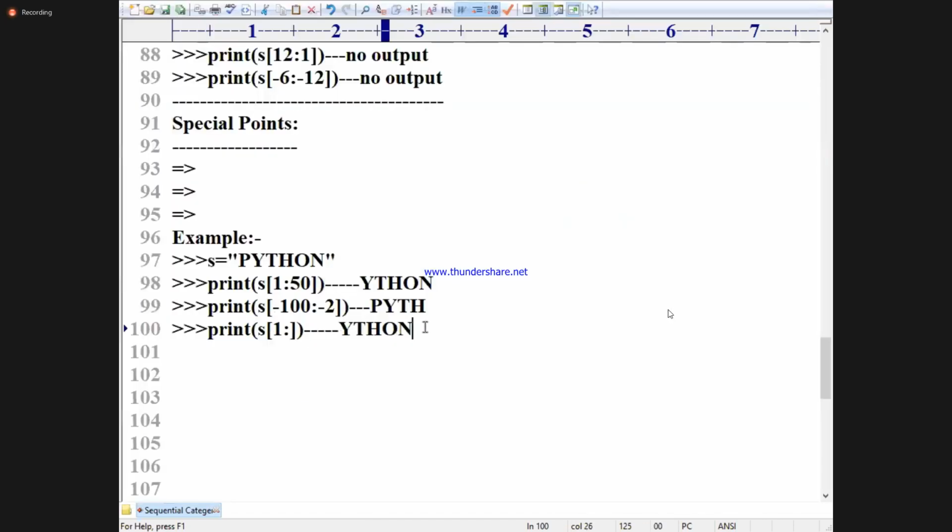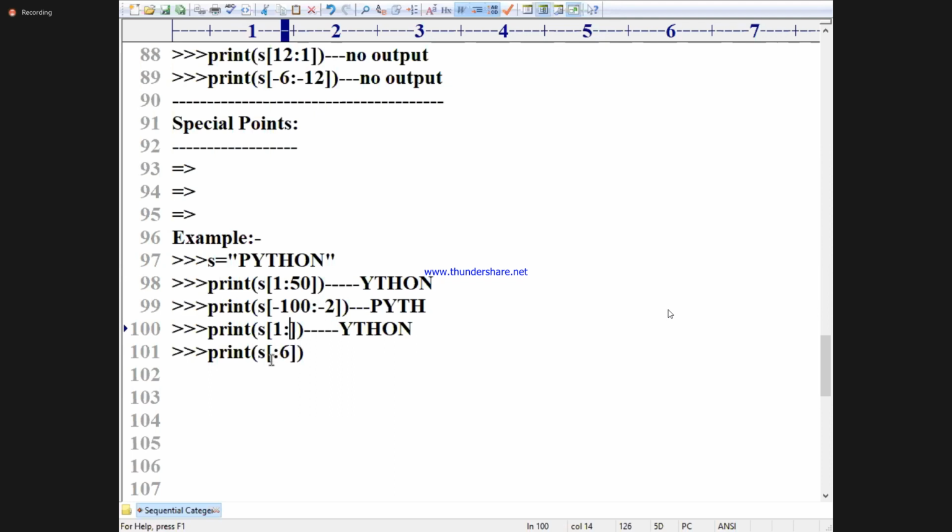Next I will go for print of S of, I did not specify the begin index. I am specifying 6, no problem. Right, I am writing 6. I did not specify the begin index, so it starts from 0. I did not specify the end index. What does it take up to? Number of characters minus 1. How many characters? 6. 6 minus 1. That is the last character position or not?